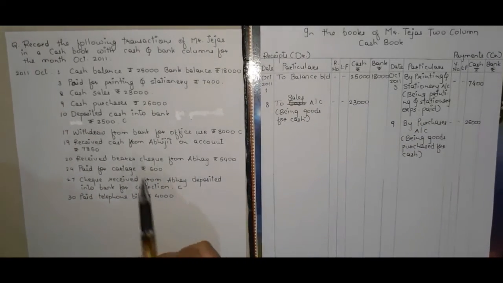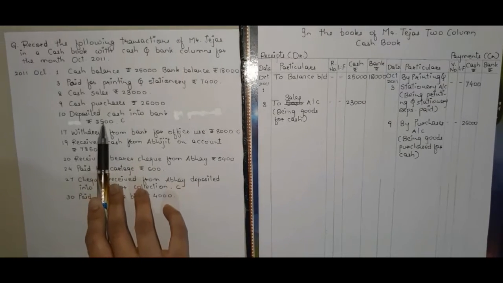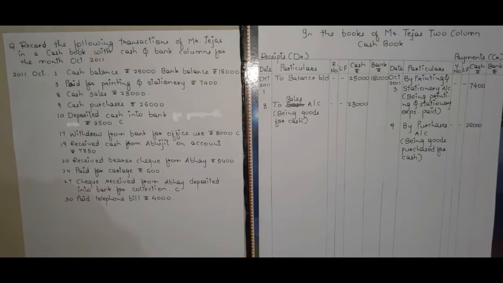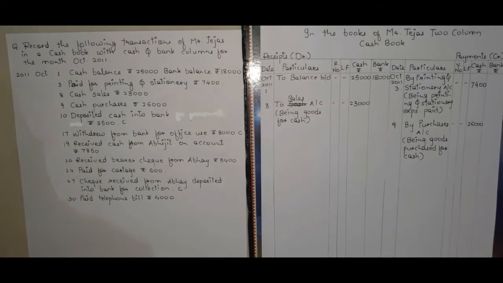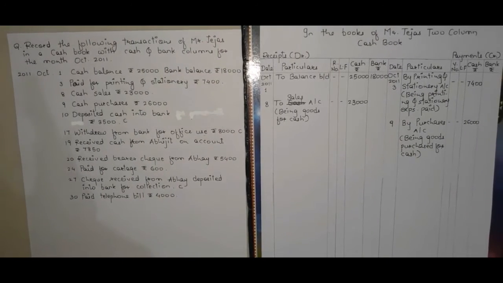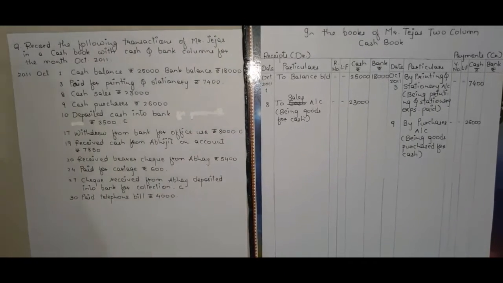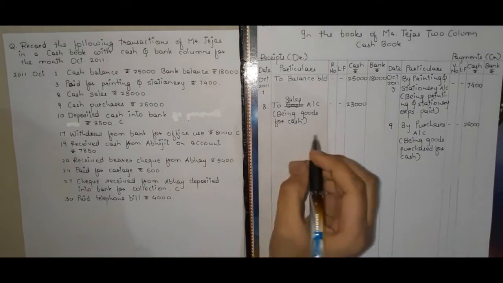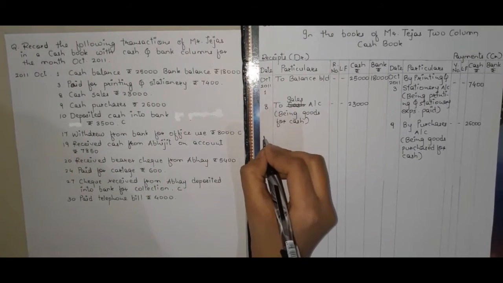That's it. Next one, on 10th October, deposited cash into bank rupees 3,500. Now this is a contra entry. That means we have to record it on both sides, that is on the receipt side as well as on the payment side. So let's first record this transaction on the receipt side. What is the date? 10th.